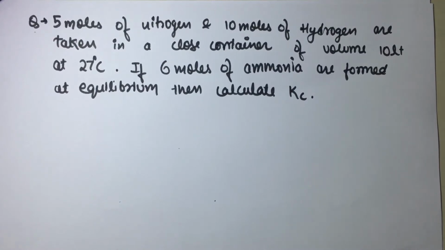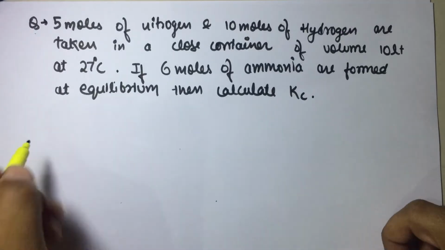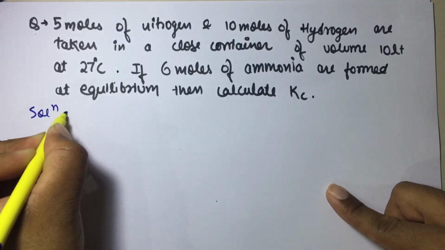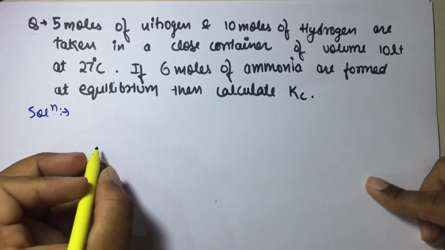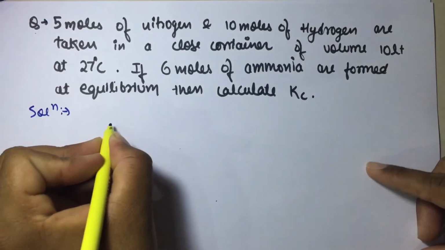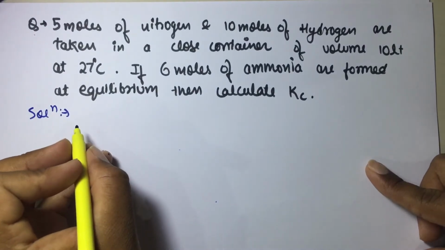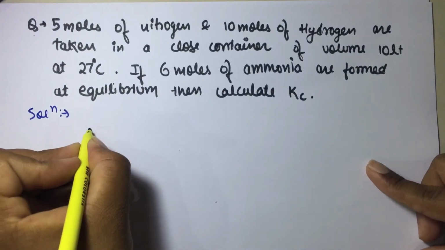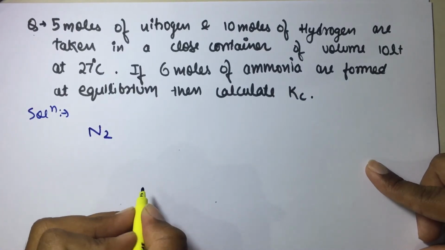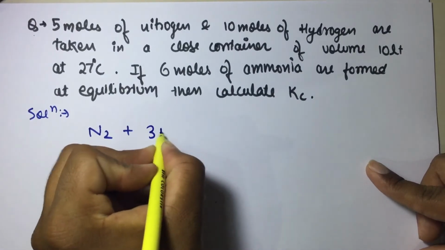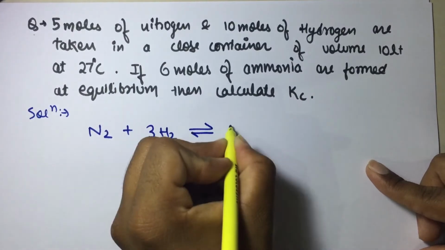Okay, let's do one more question. 5 moles of nitrogen and 5 moles of hydrogen are taken in a closed container of volume 10 liter at 27 degrees Celsius. If 6 moles of ammonia are formed at equilibrium, then calculate Kc. Again we do the same steps. What is the first step? First of all, write the equation. This is the Haber's process equation. The reaction will always be given in the question. So suppose we write the equation: N2 plus 3H2 gives 2NH3.